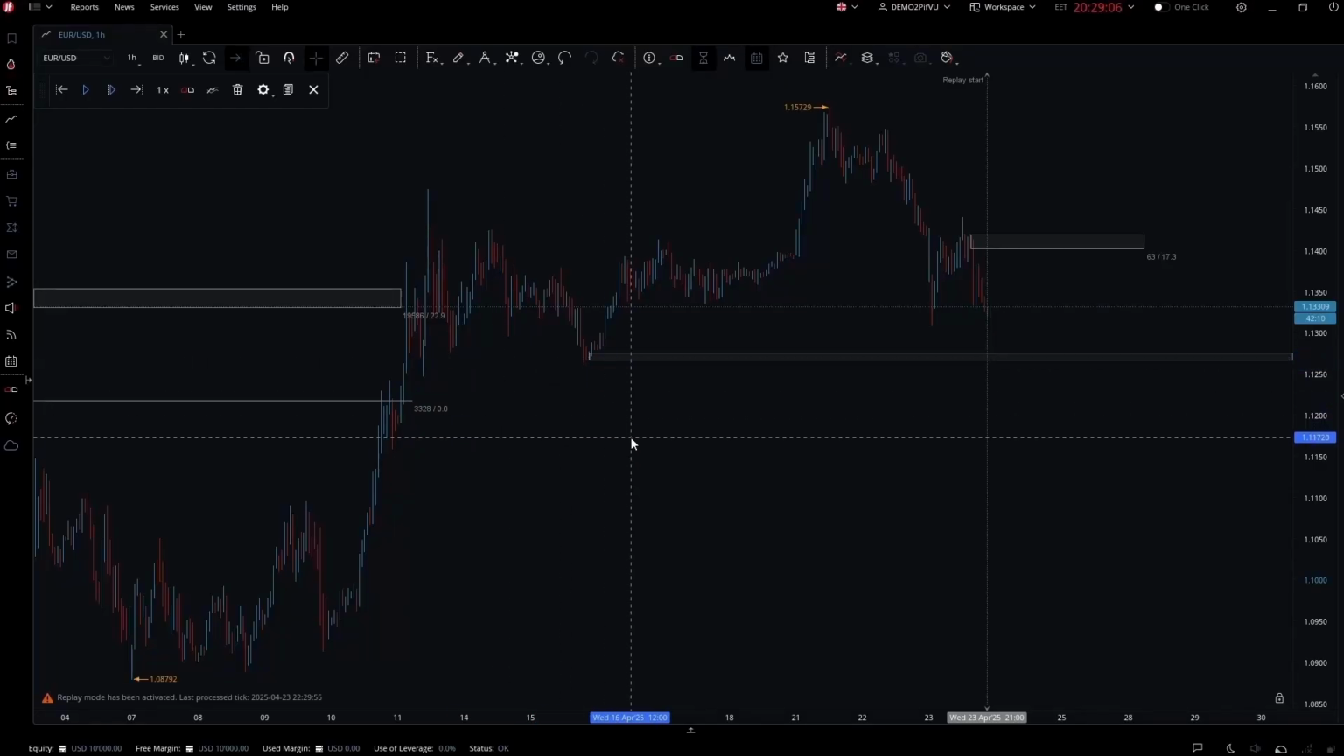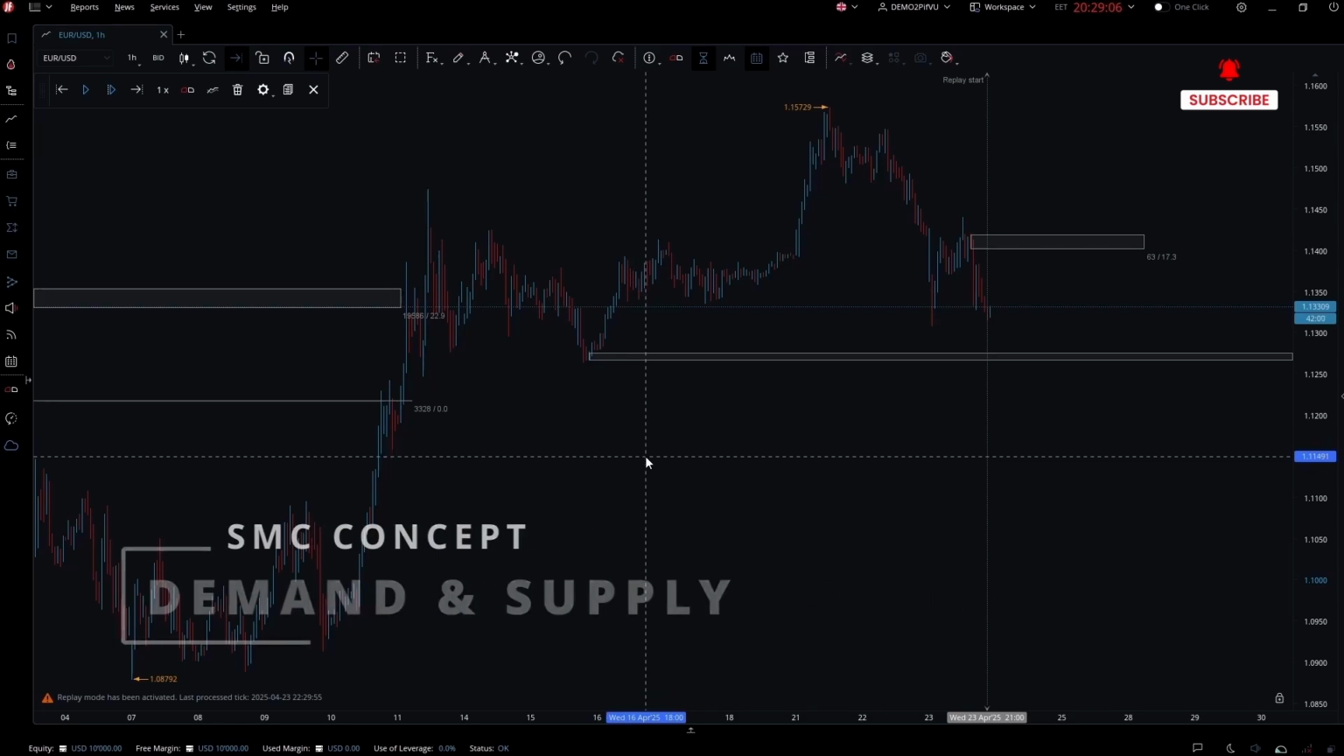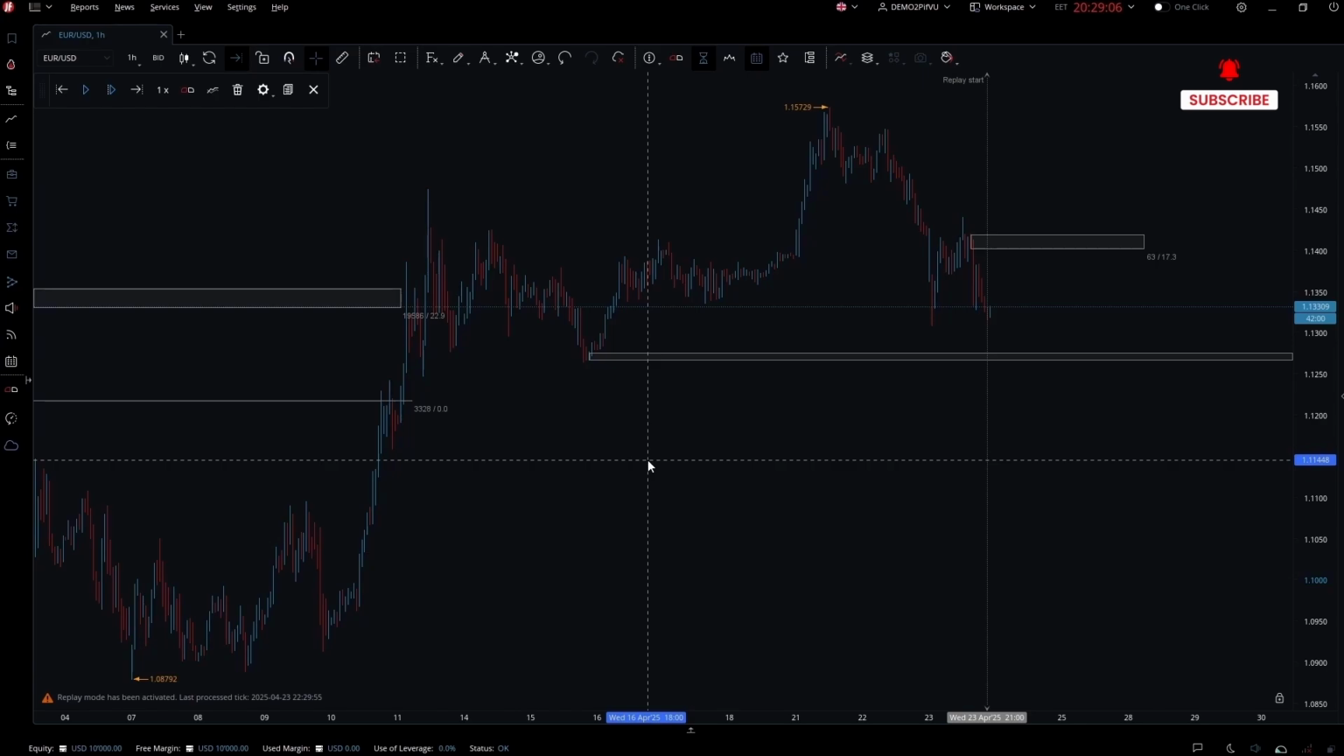So guys, first I would like to introduce my strategy to you. I trade SMC concept, which is smart money concept, where I use demand and supply. I do top-down analysis. I use market structure and trend. I use efficiency and inefficiency zones. I use liquidity. I use confirmation entries and time frame alignment.